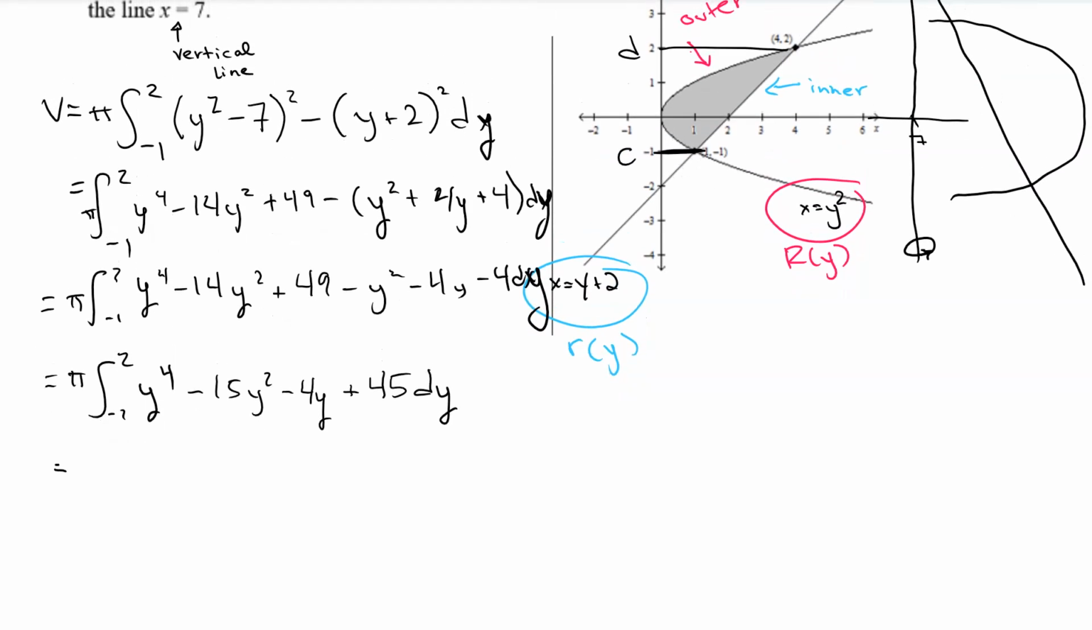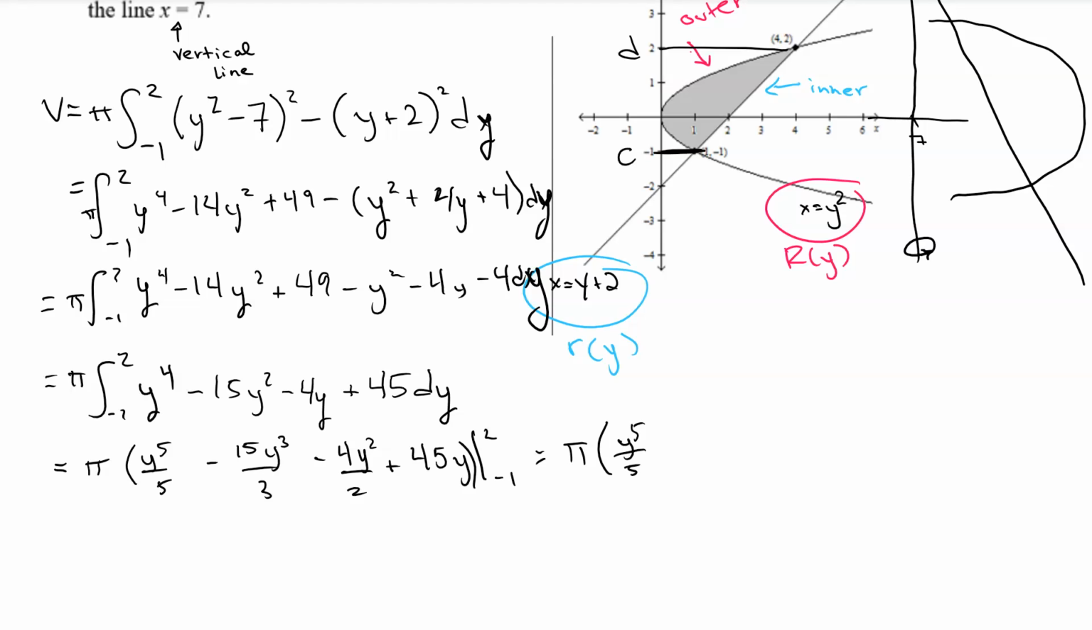All right, so now we integrate. So that means we have to make our powers 1 greater and divide by the new one. So I'm going to have y to the 5th over 5 minus 15 y to the 3rd over 3 minus 4y squared over 2 plus 45y. We're looking at the value from negative 1 to 2. Simplifying that, I've got y to the 5th over 5 minus 5y cubed minus 2y squared plus 45y.